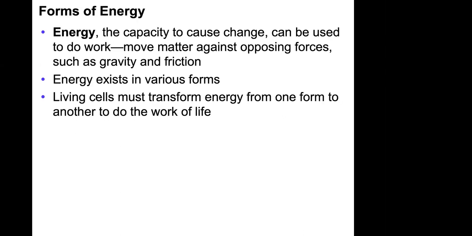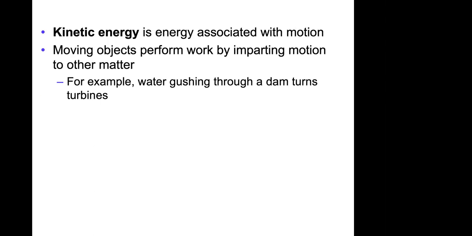So what is energy? Energy is the capacity to cause change. It can be used to do work. It can also move matter against opposing forces, such as gravity or friction. Energy can exist in various forms. Living cells must transform energy from one form to another to do the work of life. The first form of energy is kinetic energy. This is the energy that's associated with motion. Moving objects perform work by imparting motion to other matter. For example, water gushing through dams turns turbines. That's kinetic energy.